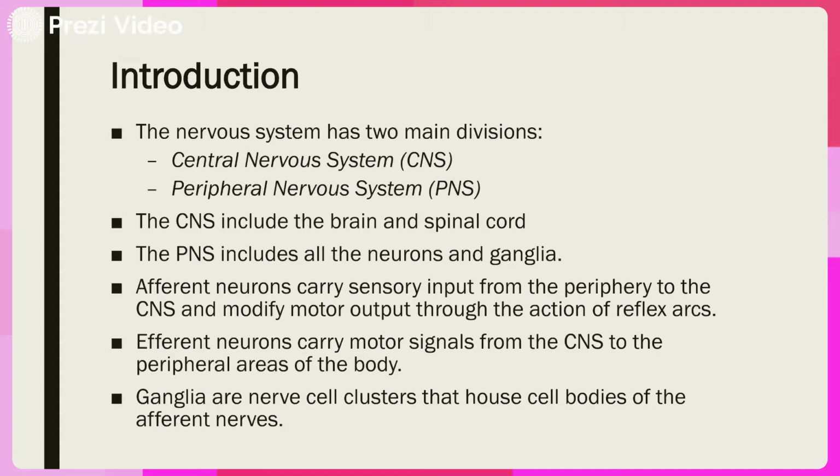The ganglia are nerve cell clusters that house cell bodies of the afferent nerves. And when we activate or deactivate these, they will either create something that we want, either movement or a certain process, or block it and try to stop a process that may actually be harming your patient.